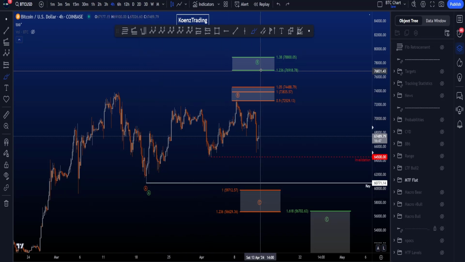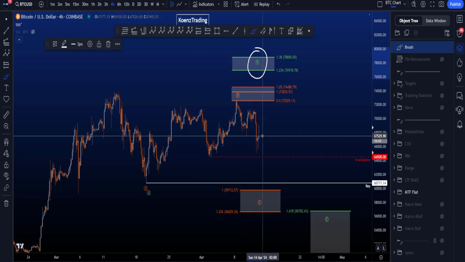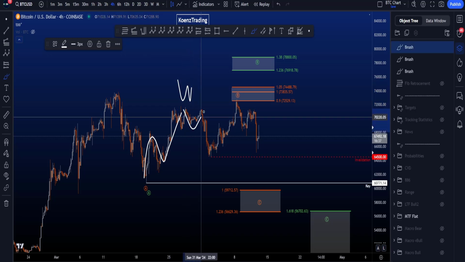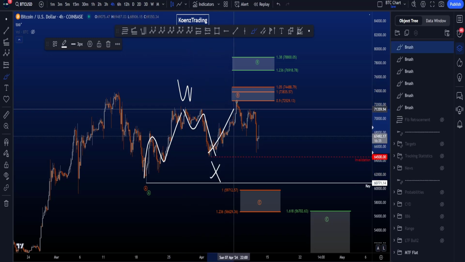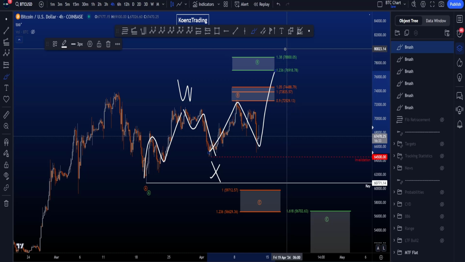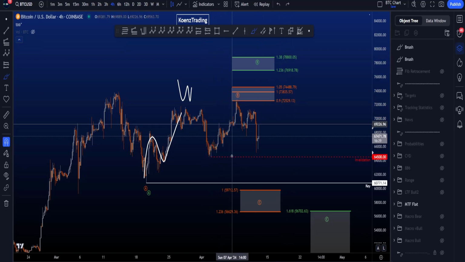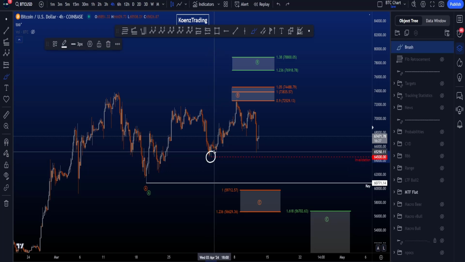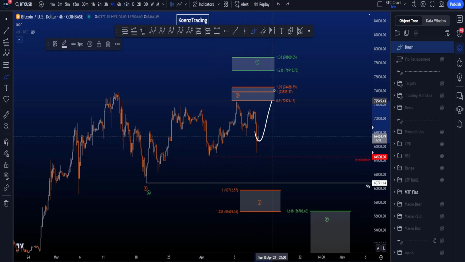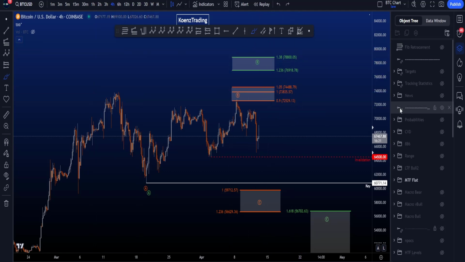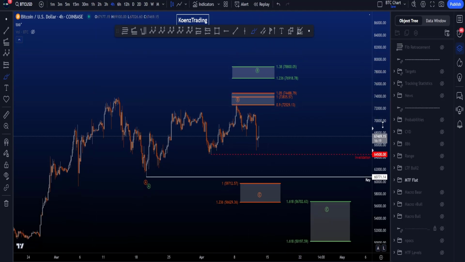In this scenario, we are then looking in this wave B for a 3-wave structure in a WXY, ABC, that is your W, 3-wave corrective structure in X, and then another ABC for your wave Y. In this scenario, therefore, the invalidation is this low, and as long as price is not taking this low, the probabilities are there for a move towards the upside to take the high and reach the expanding flat target, as an expanding flat is more common from an Elliott Wave perspective.